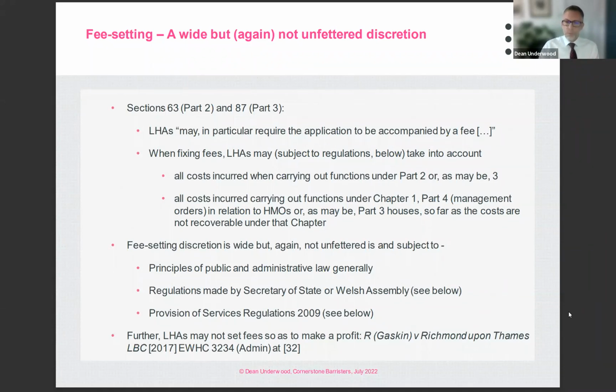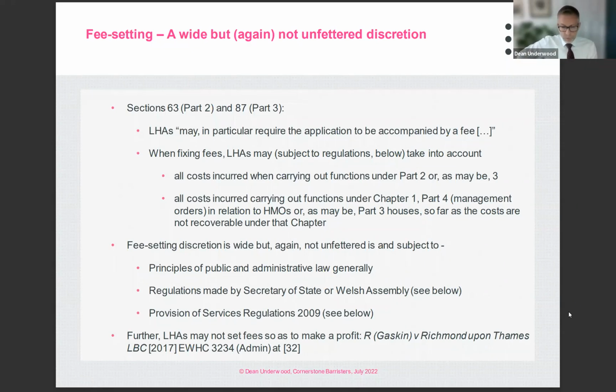Now, I'll say more about both sets of regulations, those made under the 2004 Act and the 2009 regulations, in a moment. Before I do so, it's important to note local housing authorities may not set their fees so as to make a profit from their licensing schemes or designations. And the authority for that, although it is, I think, obiter, is to be found in the first of the Gaskin decisions, 2017, paragraph 32, and I'll read that out for you.